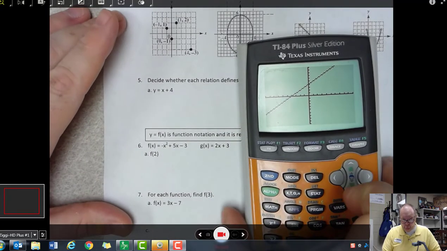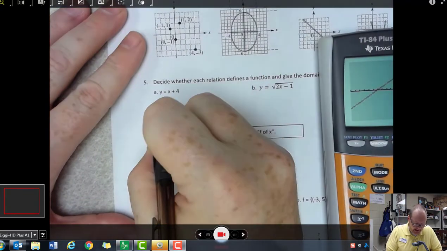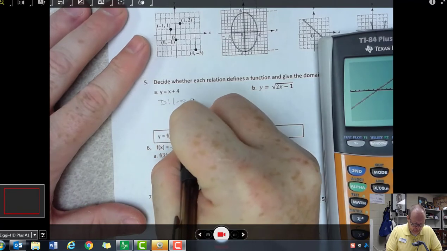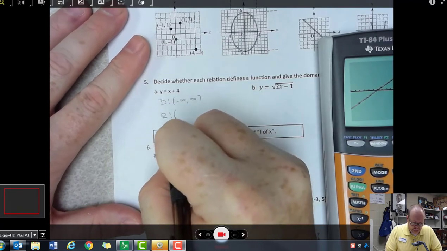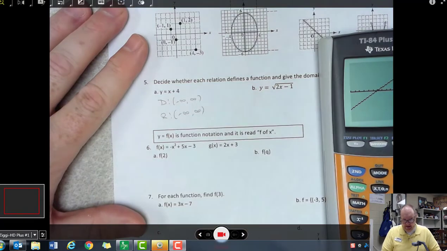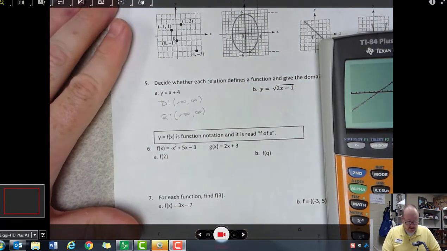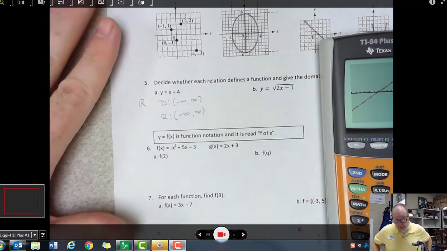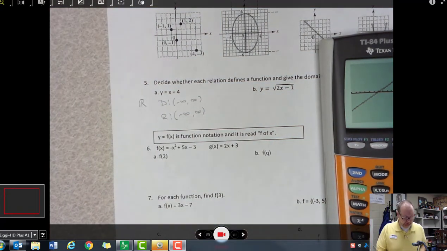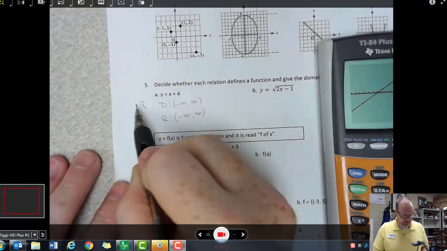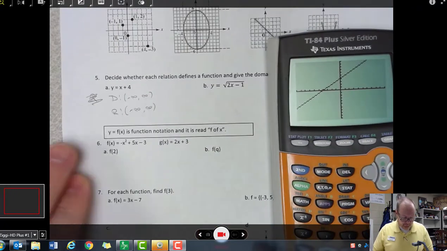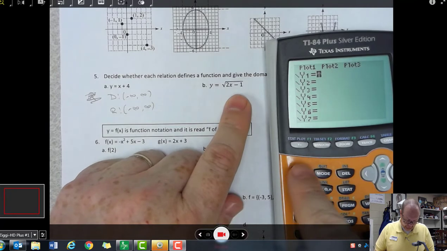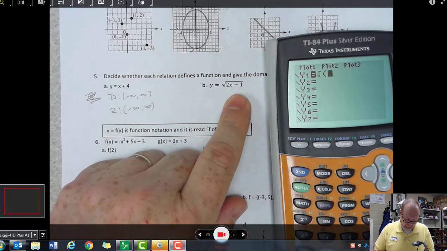Again, x plus 4 is a line, so automatically I know that the domain is everything. The range is also everything. And y'all, if you did some of that in high school before, some teachers use the little real number symbol. I prefer the interval notation, so I'll just mention that to you. B part, if I sketch a graph of that, 2x minus 1.